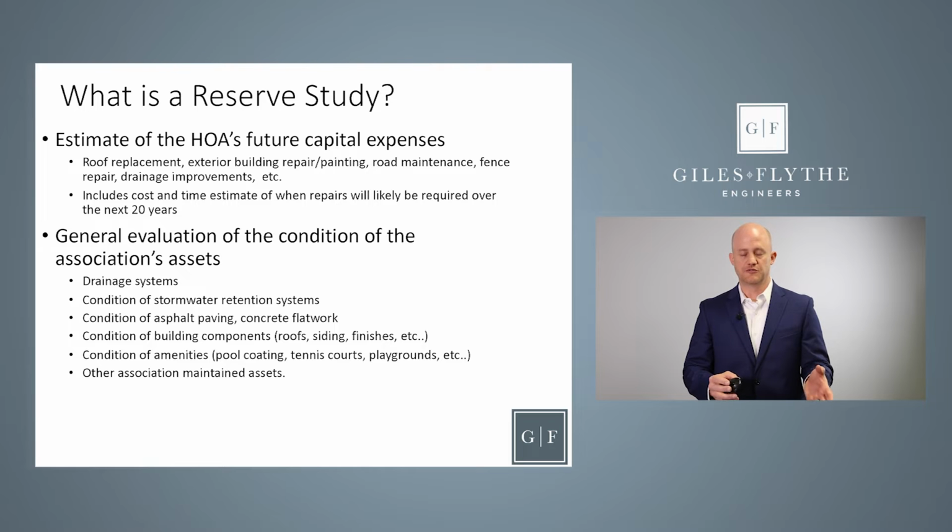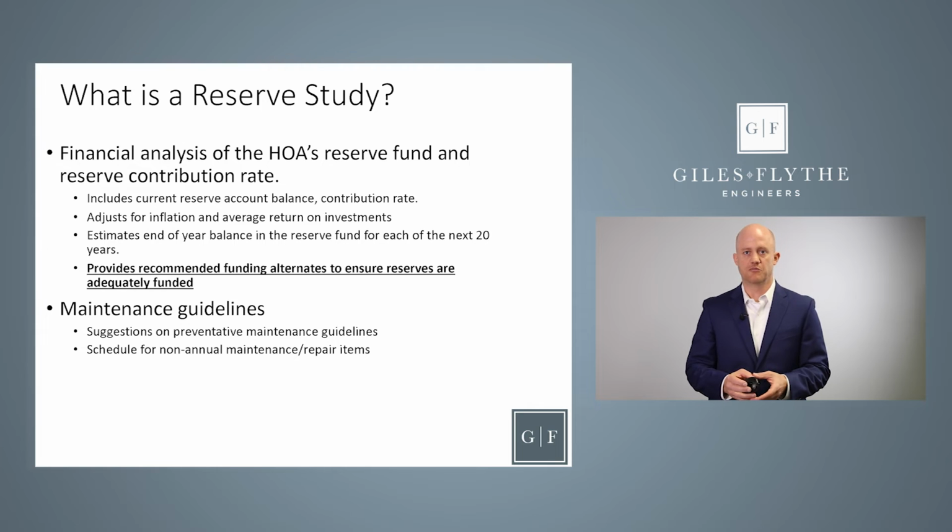The other components of the reserve study would also include financial analysis of the homeowner association's reserve fund. So this would include an estimate of those future capital repair expenses and comparing those future expenses over the association's current balance, the current amount of funds that they have in a reserve account. It's going to project out the reserve account balance for the next 20 years, and then ultimately it's also going to provide funding recommendations for how much money should be put into the reserves on a regular basis.